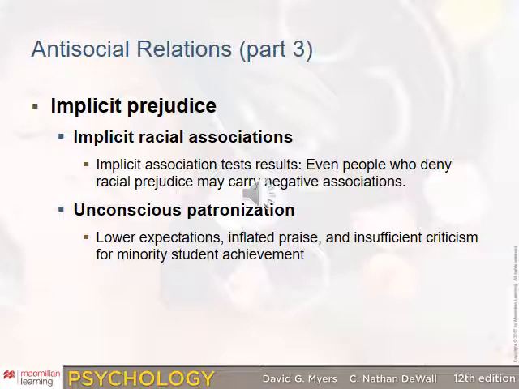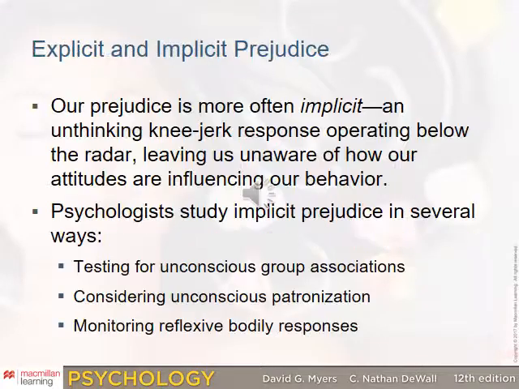But if the student didn't see that they had these issues, now they turn in their test to the actual professor and they don't do as well. This could have been teachers, this could have been child care providers who didn't provide sufficient criticism so that student can achieve to the same standards as any other student that may not be of the same race. So it's funny, prejudice is more often implicit. It's that knee-jerk response below the radar, leaving us unaware of how our attitudes are influencing our behavior.